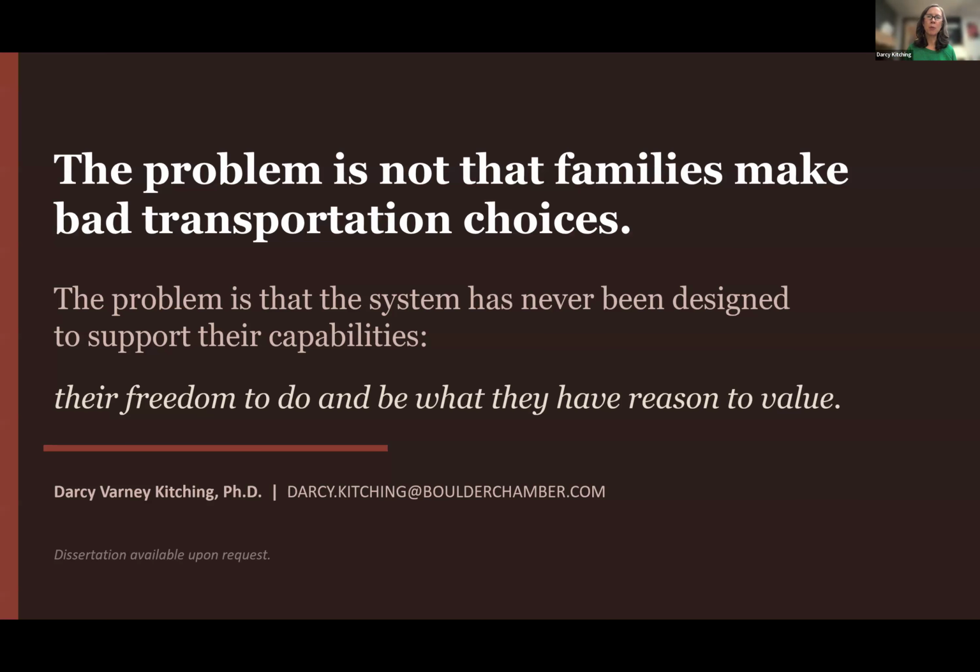So to sum up, the problem is not that families make bad transportation choices by driving everywhere, but the problem is that the system has never been designed to support their capabilities. And this idea of capabilities means the freedom to do and to be what we have reason to value.